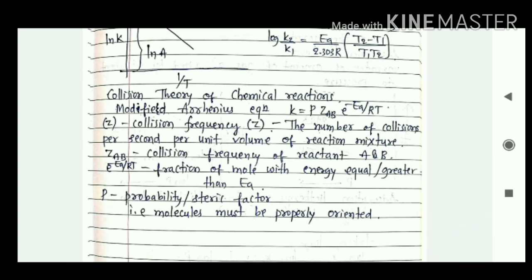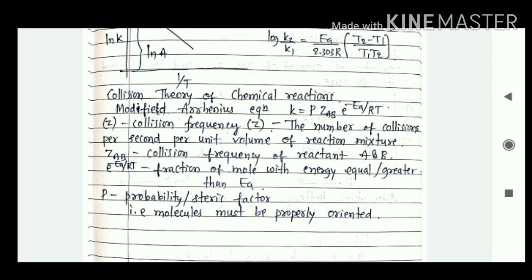Collision theory for chemical reactions. Modified Arrhenius equation, k is equal to p ZAB e raised to minus Ea divided by R into T. Here in this case Z is collision frequency, in other words, the number of collisions per second per unit volume of reaction mixture. ZAB is the collision frequency of reactants A and B.